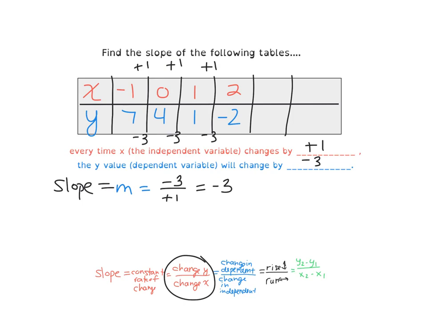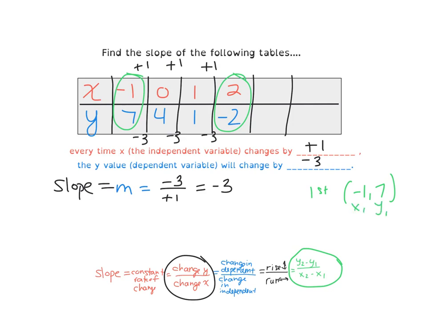Now let's look at one more way we could have also done this. We could use this formula as well. Now what that means is we've got to pick a point. So let's use this point on the table, and let's use this point on the table. So our first point was negative 1, 7. And since it's our first point, we're going to call that x1, and the y, the y1.